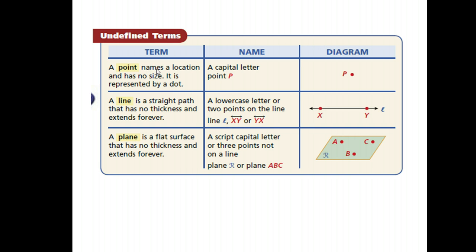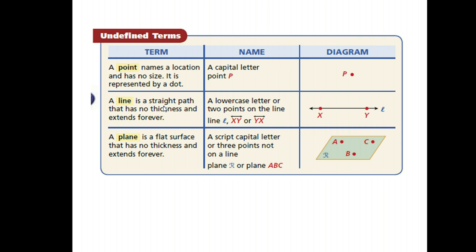Okay, a point names a location. It's a dot. A lot of you gave great examples of that. So it's just a dot. It's important also to know how it's labeled or how it's named. It's named with a capital block letter. So in this case, this is point P.